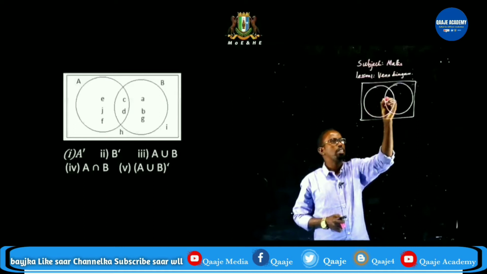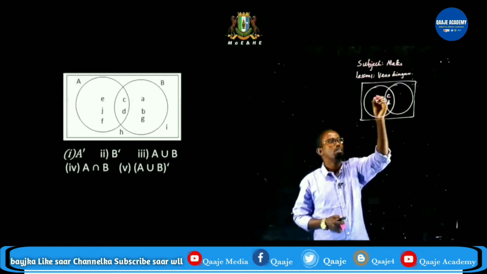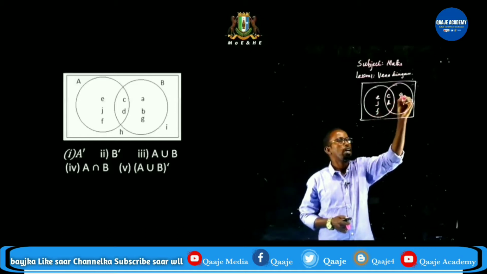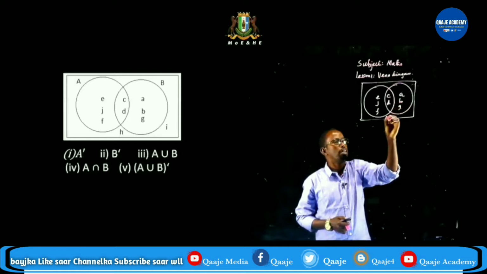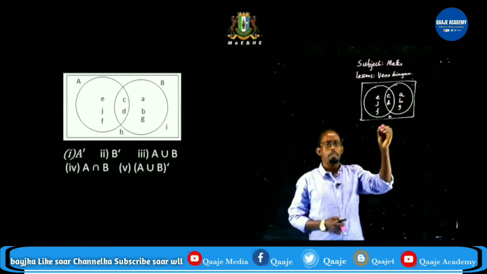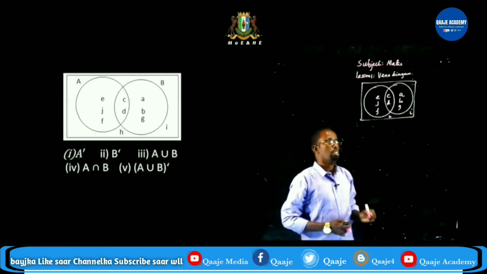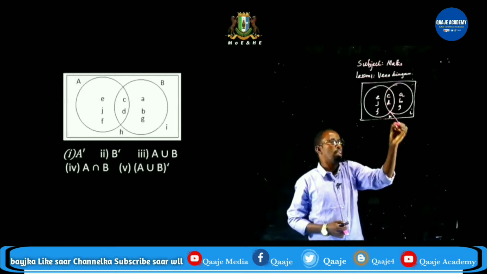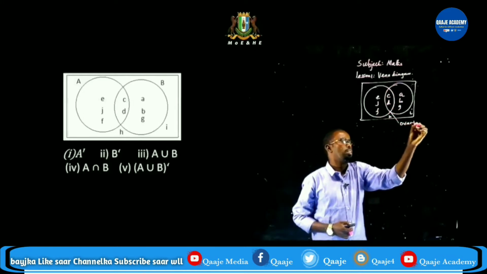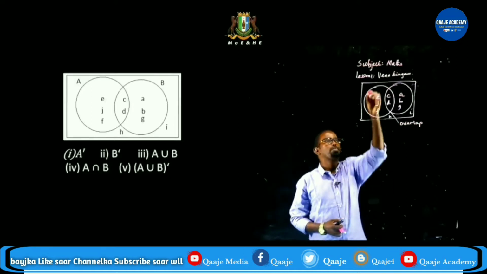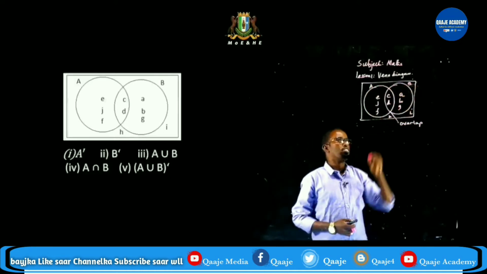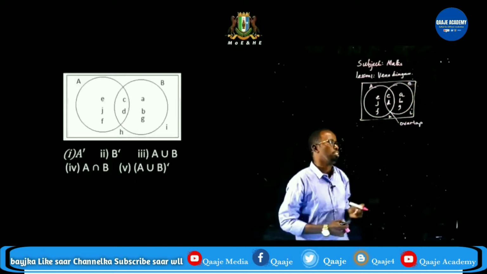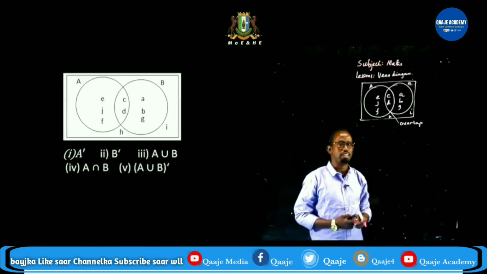And we have some elements inside: C, D, E, J, and F. A, B, G, and H. I. This place is known as the intersection or the overlap. This is set A and then set B. What comes inside this rectangle is known as the universal set because it is the set under discussion.